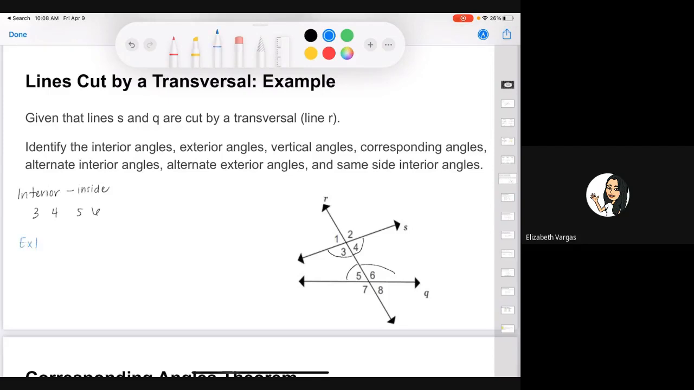We also have exterior angles. Exterior angles are those on the outside. So 1, 2, 7, and 8.